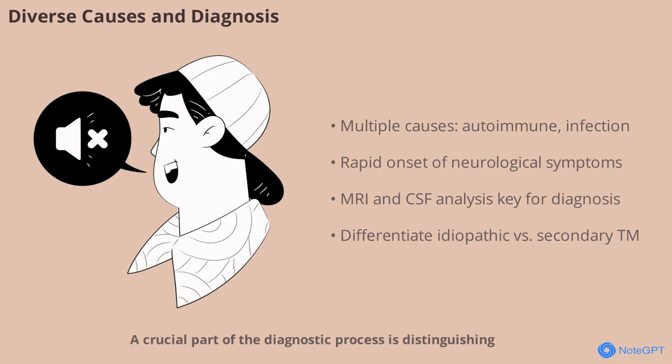A crucial part of the diagnostic process is distinguishing between idiopathic TM, where no clear cause is found, and secondary TM, which is linked to other conditions like multiple sclerosis or neuromyelitis optica. This distinction is vital as it guides treatment decisions and helps predict outcomes. As we move forward, we'll look at how these insights are shaping the way doctors approach TM in both adults and children.